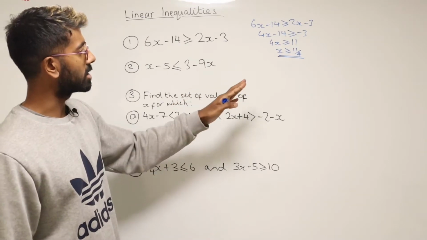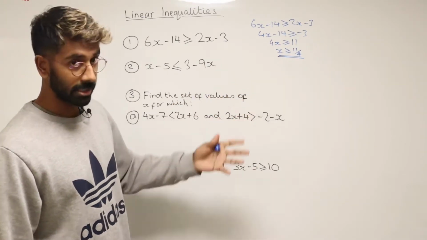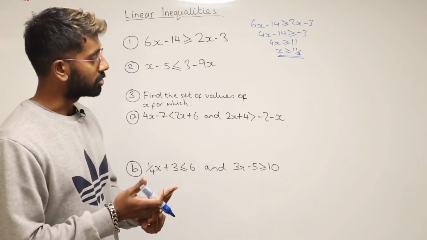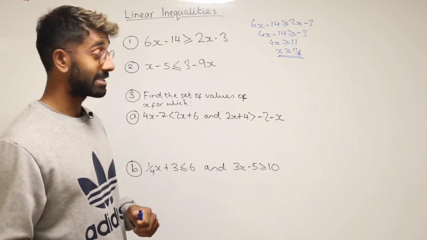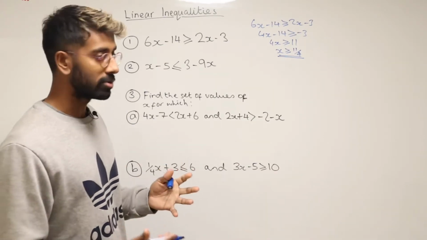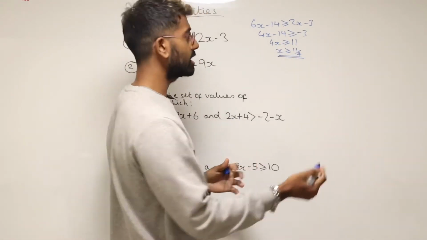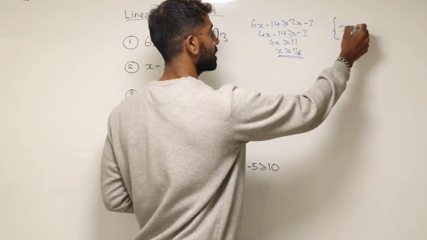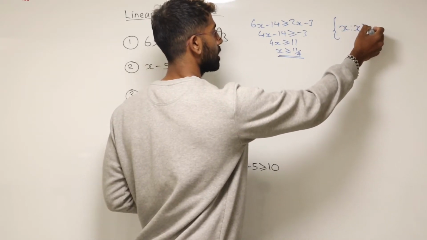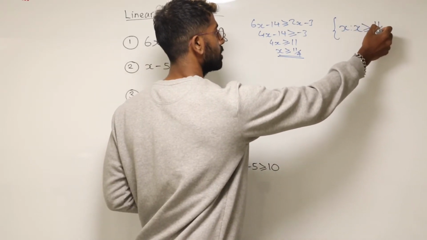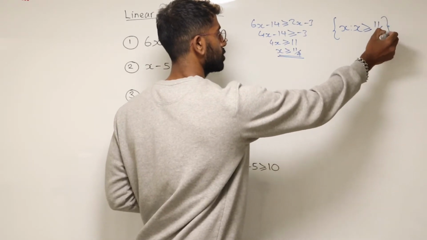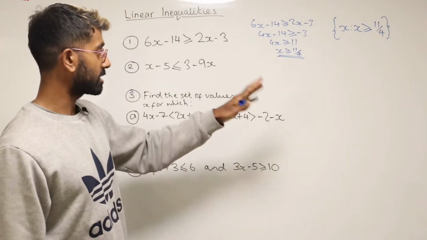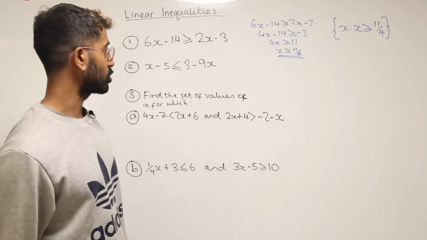So what we've done here is we've left our answer as an inequality, but they may ask you to leave your answer in set notation as well. So how do you do that? Well, actually, it's very similar to this anyway, except you just want to open up some brackets, and then you say x is bigger than or equal to 11 over 4. And then you close off your bracket, and that's it there. That's how you're going to represent that using set notation.